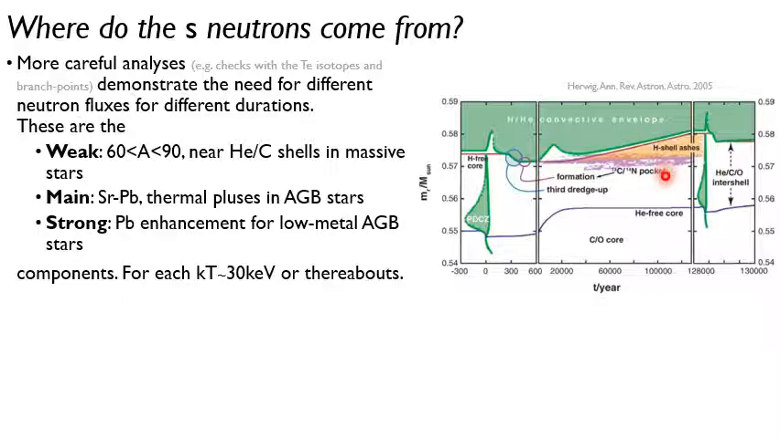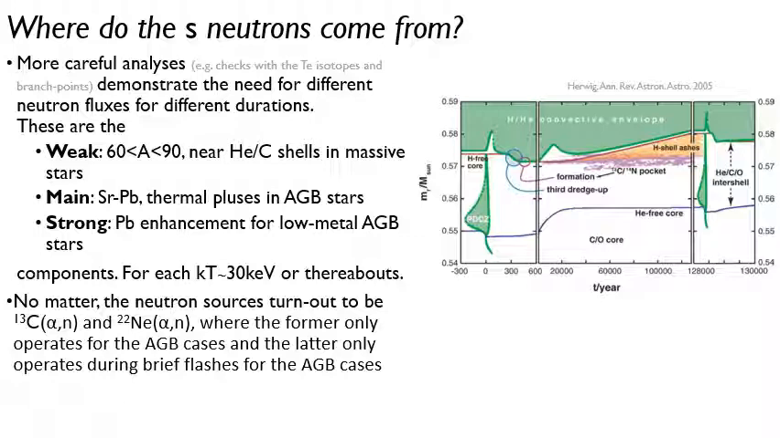You can also, for the higher-mass AGB stars, get hot enough during these flashes to burn neon, and you do neon-22(alpha,n). And so for nuclear astrophysics, carbon-13(alpha,n) and neon-22(alpha,n) are extremely important reactions because these create the neutron flux for your S-process nucleosynthesis. And they're so important that they're still being measured and studied today.